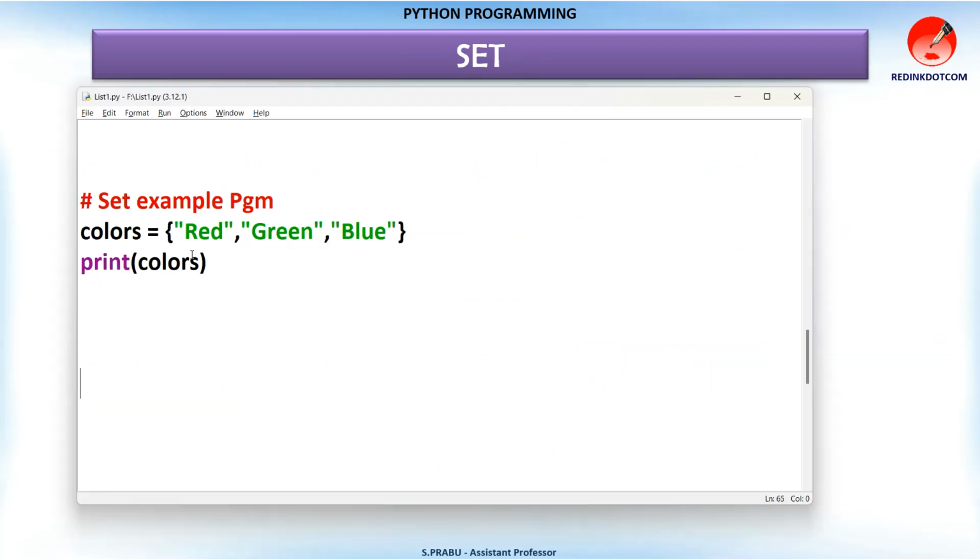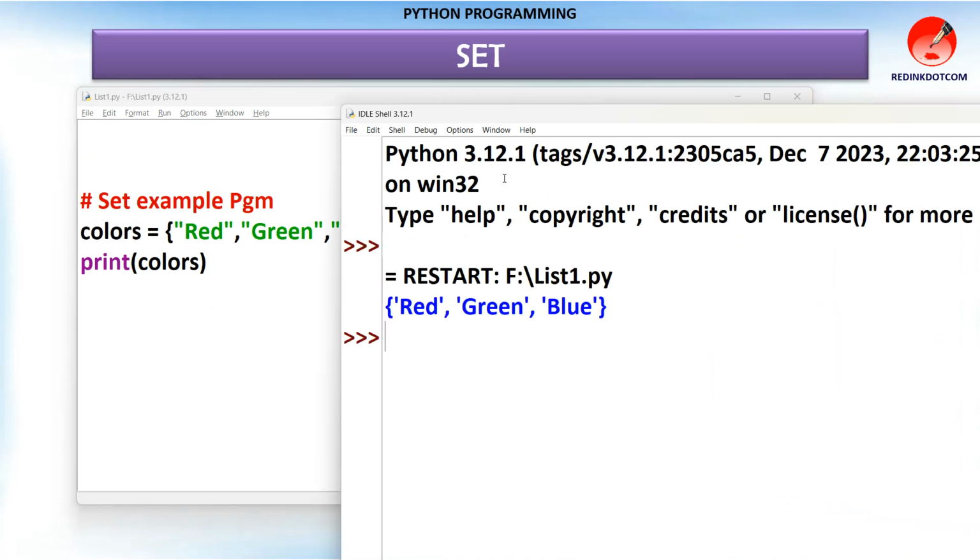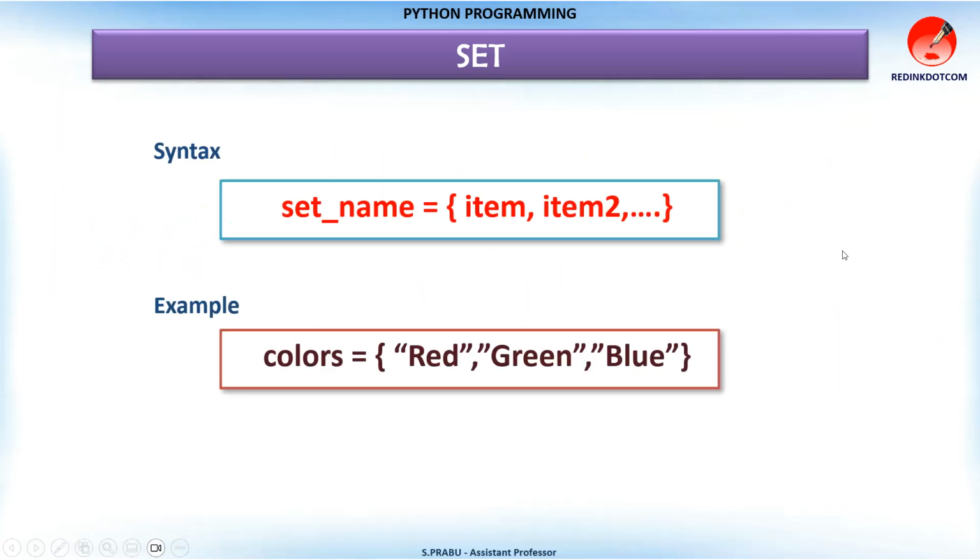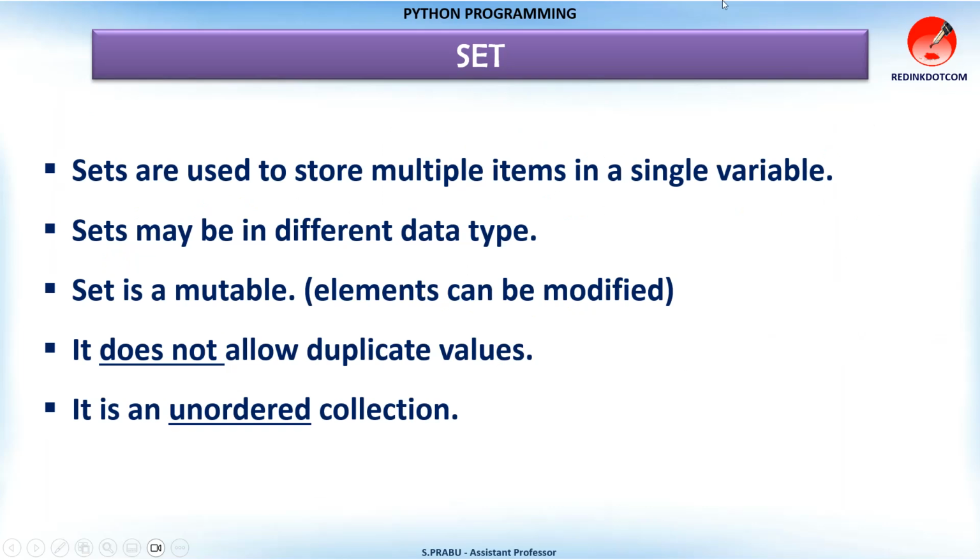In this program, I create a number of elements using curly braces. That means a set is created. The name of the set is colors. So it can be printed like this. These are the properties of a set. Like a list, a set is mutable. That means after creating a set, we can modify the elements.